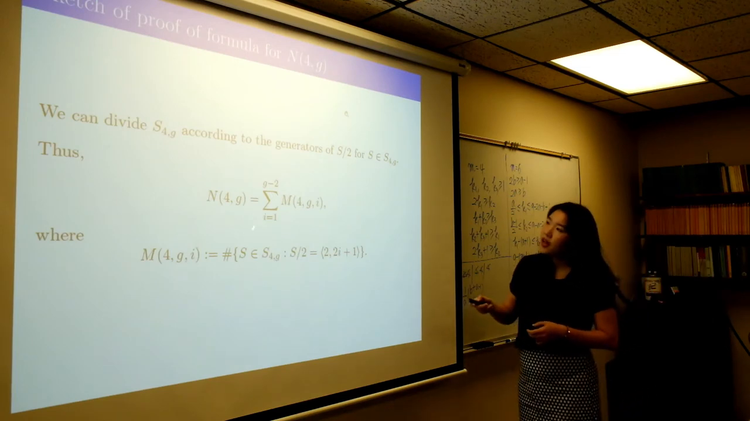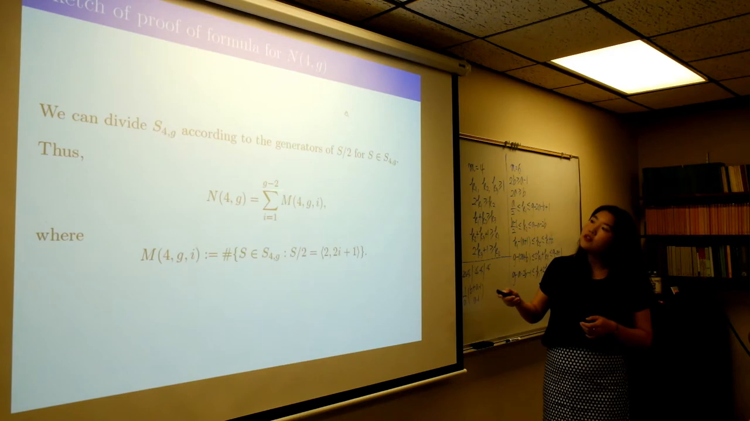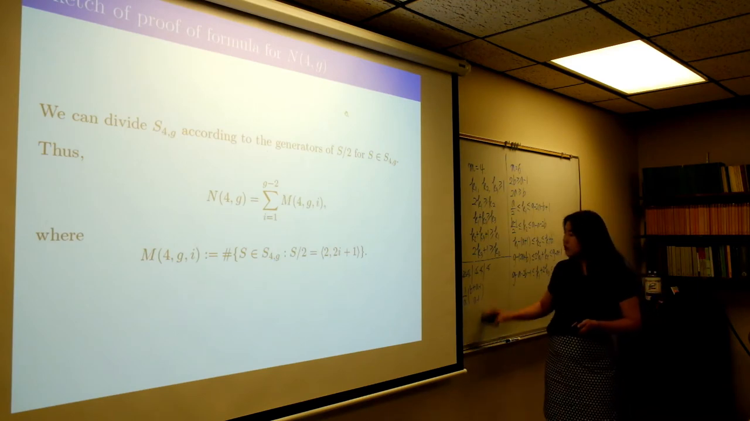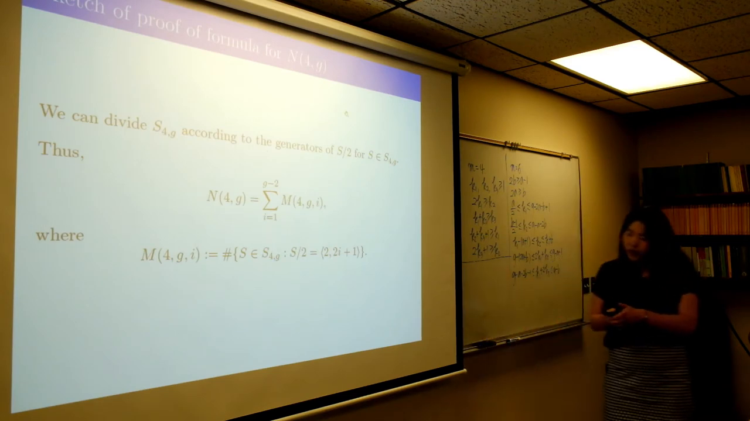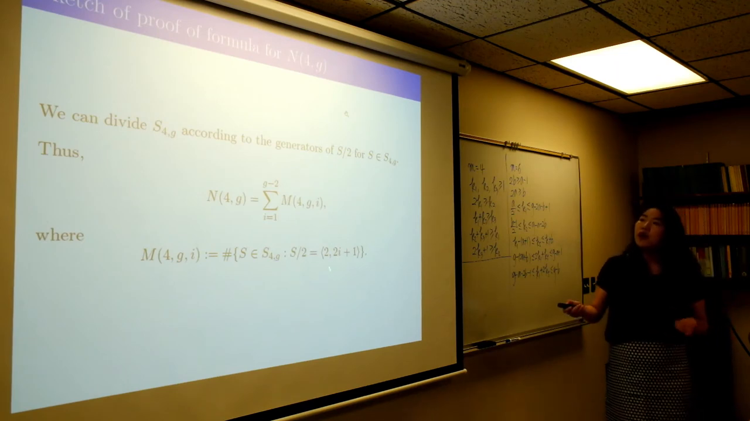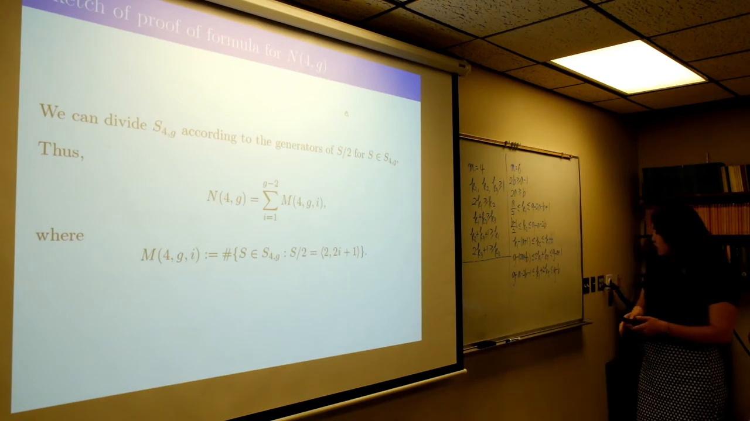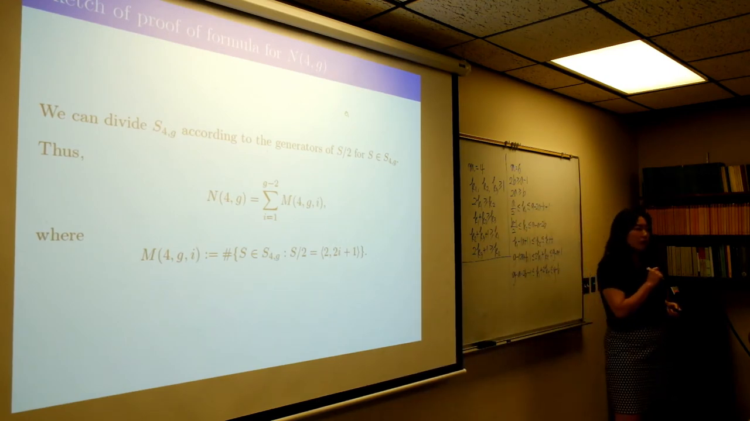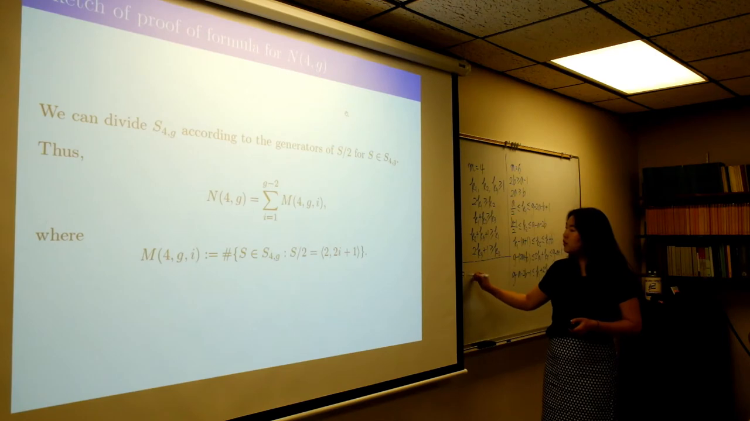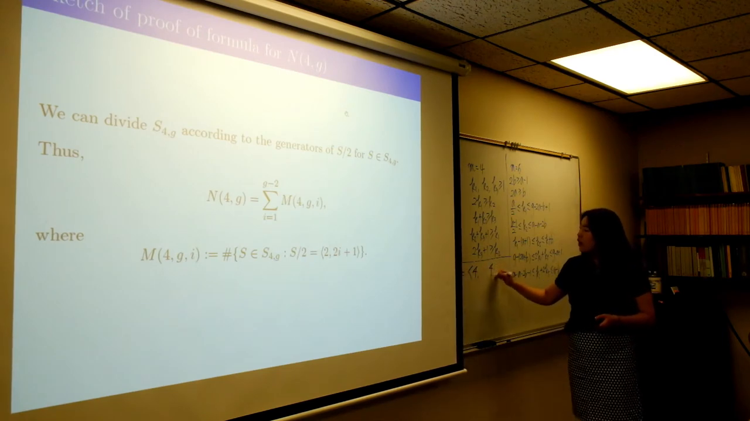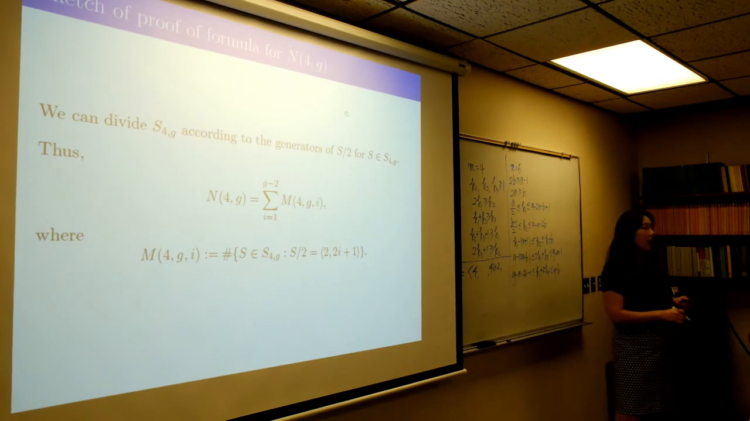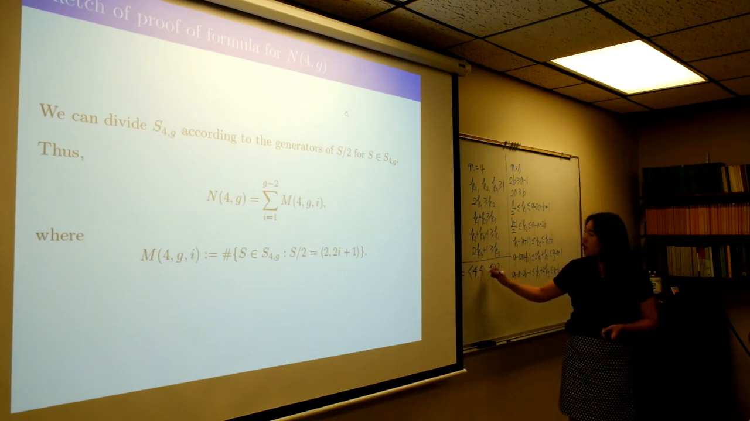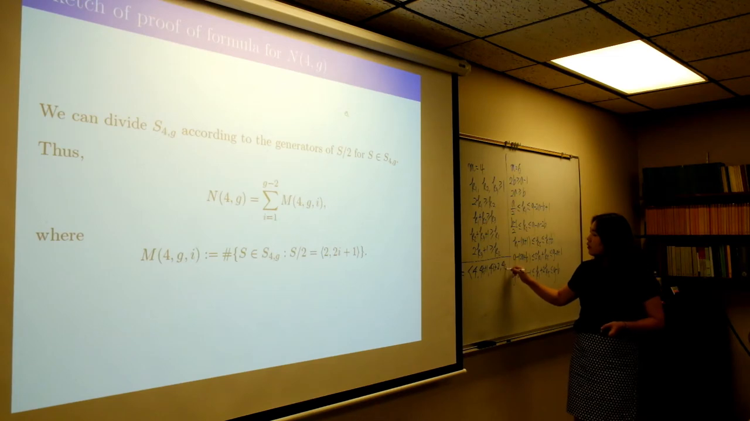Then we can consider this N_{4,g} as a summation of these terms, where each is equal to the number of numerical semigroups whose quotient is generated by 2 and 2i plus 1. What's good about this term is we know that S quotient by 2 is generated by 2 and 2i plus 1. That means S is going to be generated by 4 and 4i plus 2. So simply multiply 2 to each term here. And then there will be some odd numbers there, so 4k_1 plus 1 and 4k_3 plus 3.